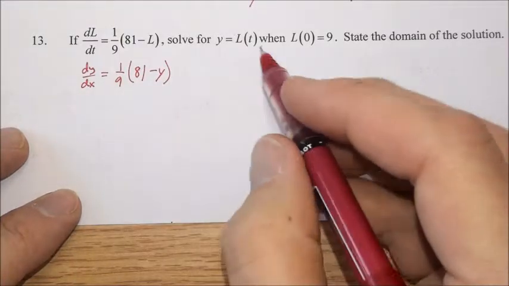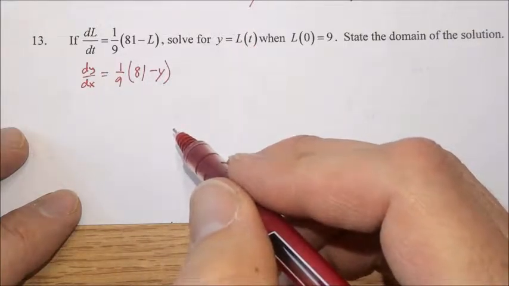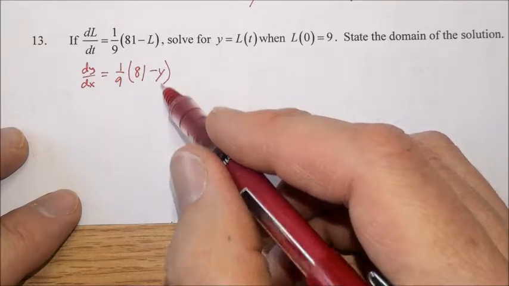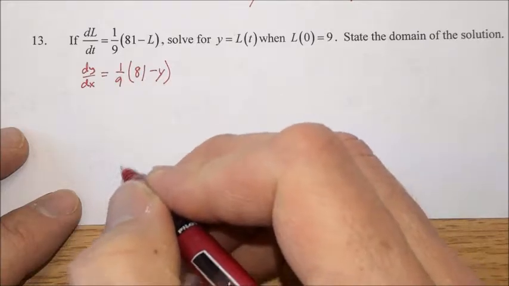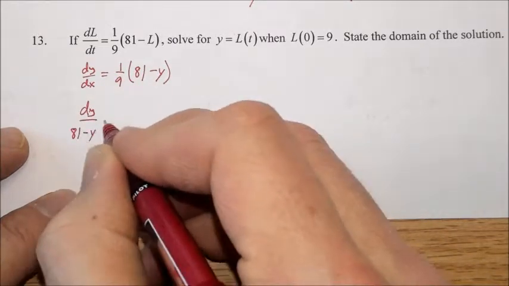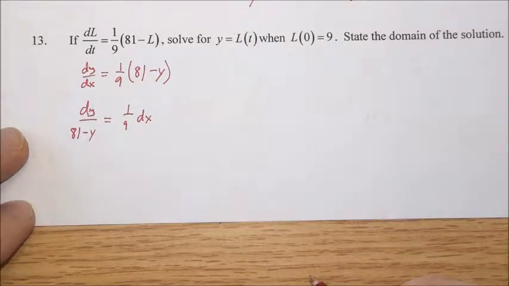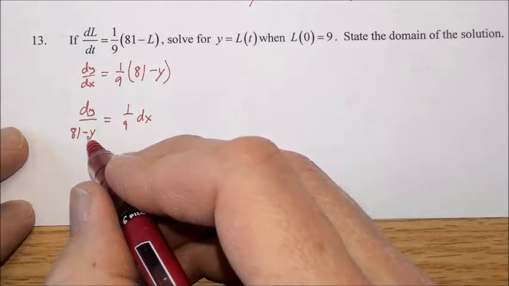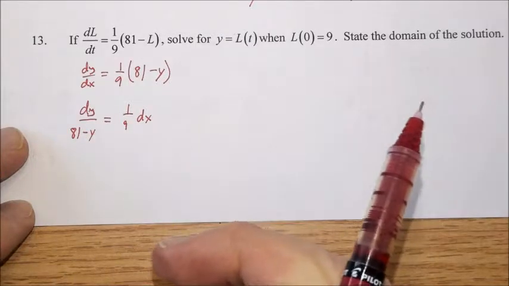There's nothing that says that you have to do things in terms of L and T. You can absolutely switch to y and x. Okay, so now we can work with this. And we have to move the dx over and the 81 minus y over. So we end up with dy over 81 minus y equals 1/9 of dx. Okay, so this 81 minus y is similar to the y plus 1 from problem number 12.